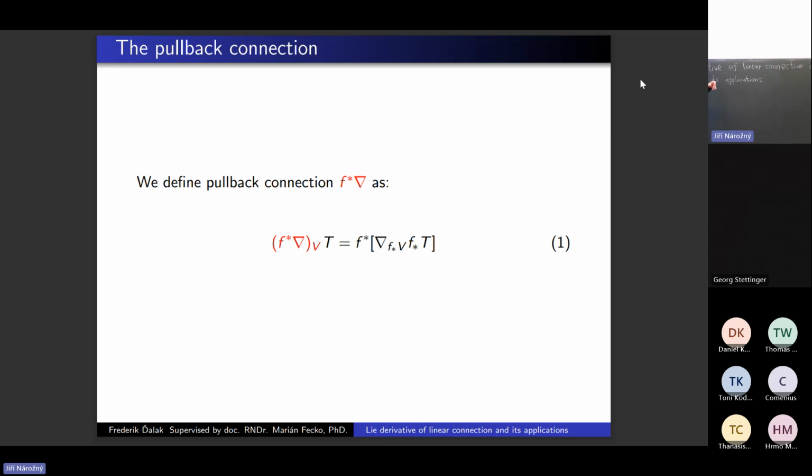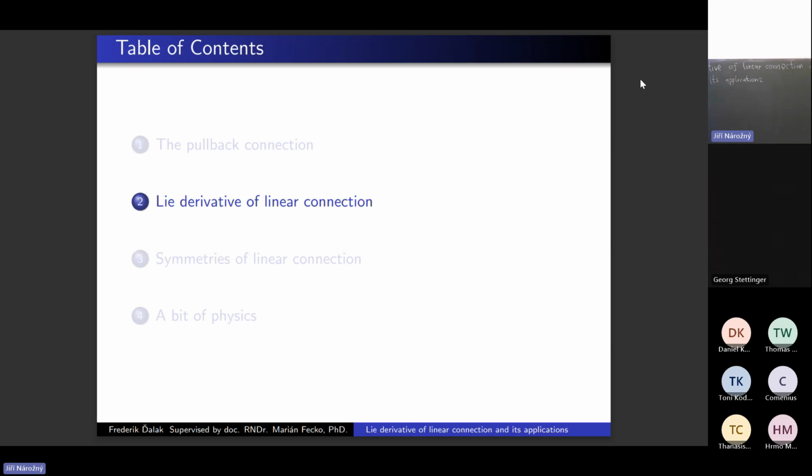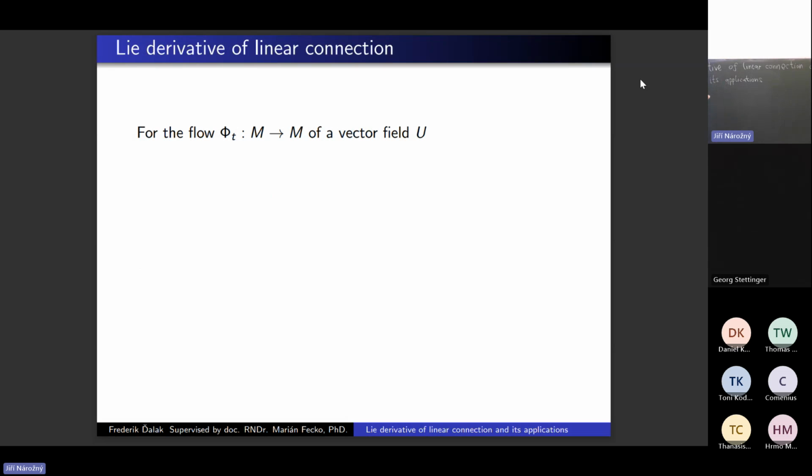It's actually quite easy to show that this formula satisfies all the properties which are required for it to be a covariant derivative. So we can claim that we managed to make our first step, and we are successful in computing a pullback of a linear connection using a diffeomorphic map. This is something we are going to be able to use when defining the Lie derivative for a linear connection. And so let us look at how this can be done.